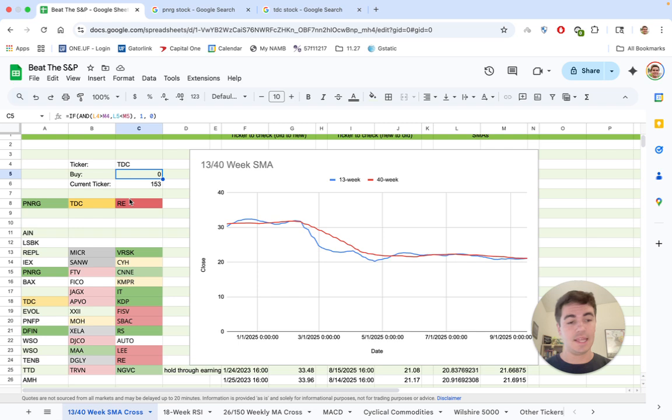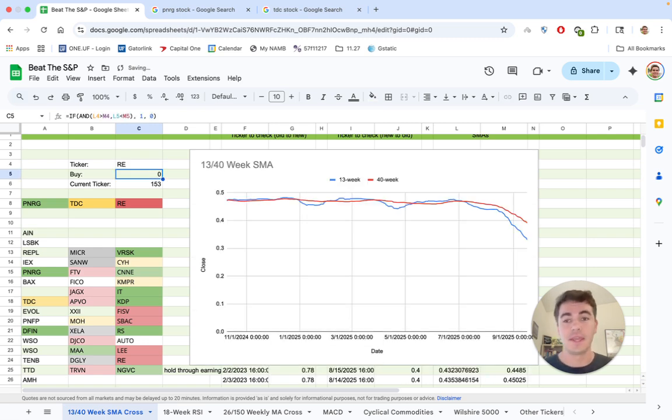One that RSI said yes, buy, but this moving average cross said not to buy, is ticker RE. And we know we shouldn't buy it because our short moving average is shooting way down below our long moving average. And it doesn't look like these are about to come together anytime soon. So for this reason, I chose to hold off.